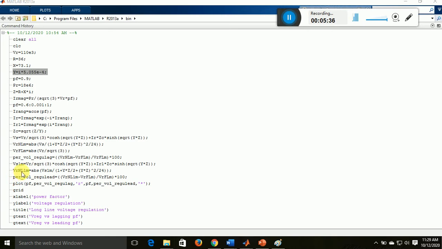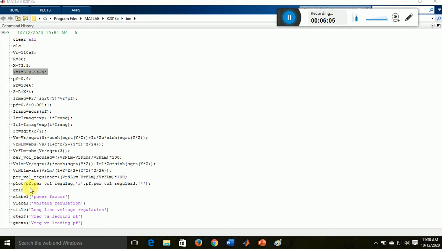Now VR NL1M is equal to VS1M, the value that we find from this VS1M, divided by 1 plus YZ divided by 2 plus (YZ) raised to 2 by 24. From that we can have the value of percentage voltage regulation, meaning the regulated voltage, VR NL1M minus VR FLM divided by VR FLM into 100.